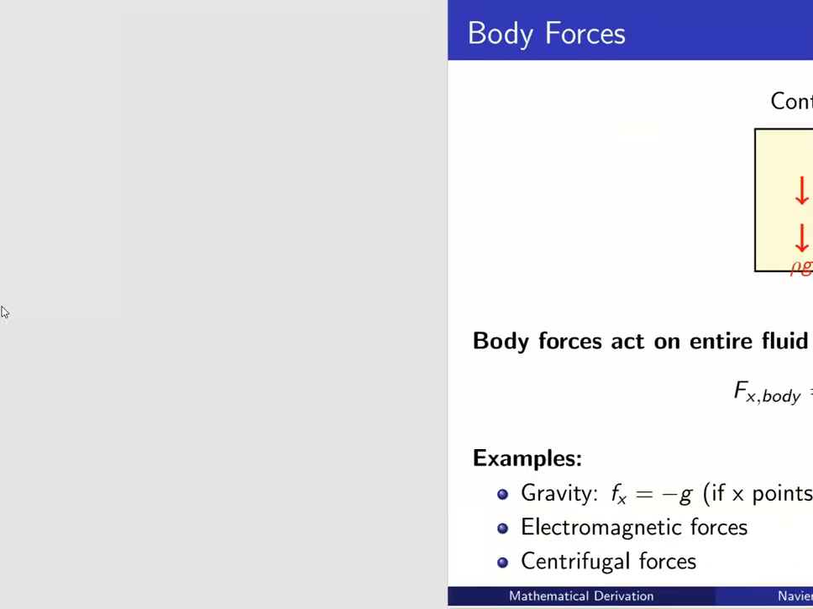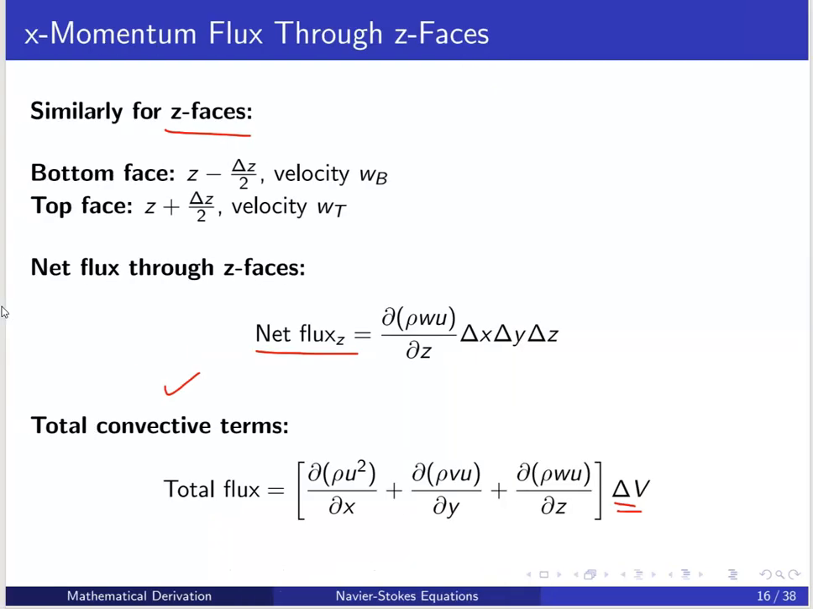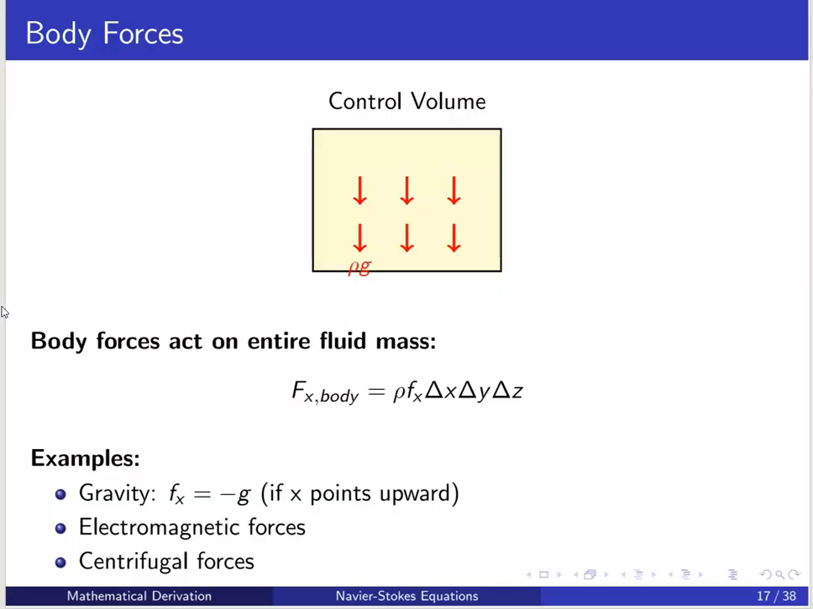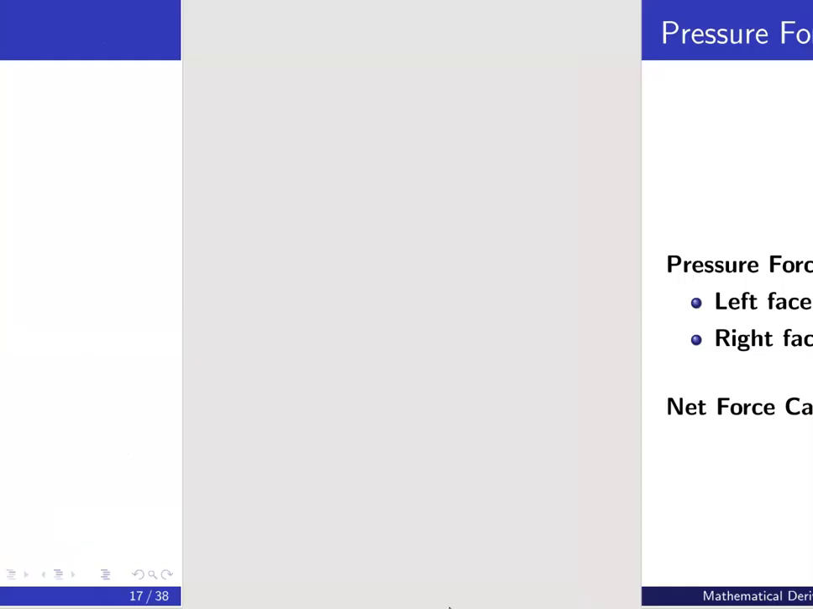So now we have the left hand side part. Now the right hand side means mass into acceleration. Now we have to calculate the sum of all forces. Here are the body forces. First consider the control volume. ρg is acting on the total control volume, meaning body force acts on the entire fluid mass. So F_x body is ρ into volume, that is mass, into F_x, meaning acceleration. Here F_x is nothing but minus g, if x points upward. We can also consider electromagnetic force or centrifugal force, but here we are not considering them, only gravity as a body force.